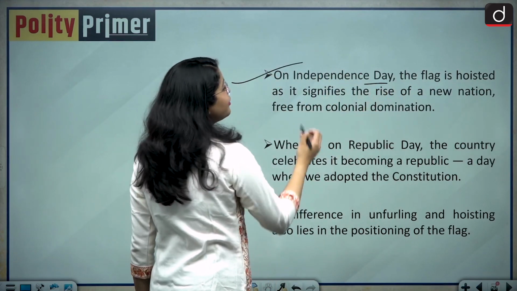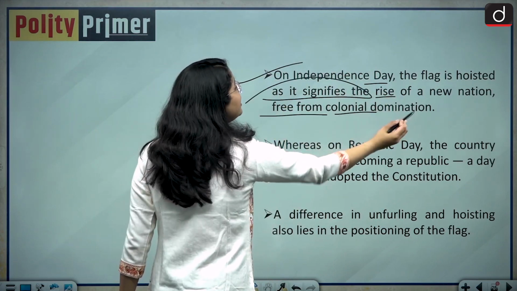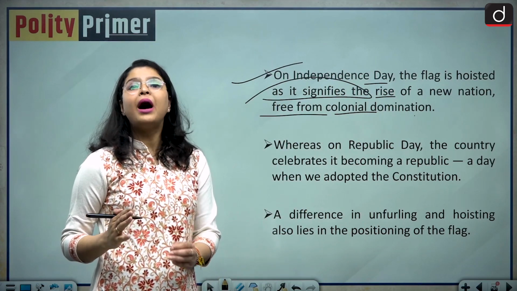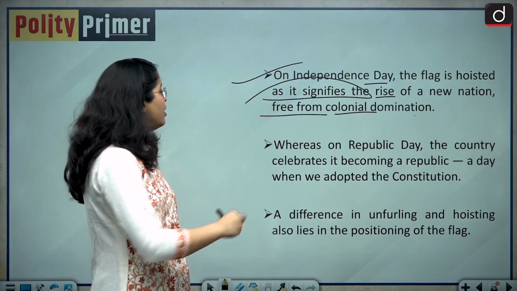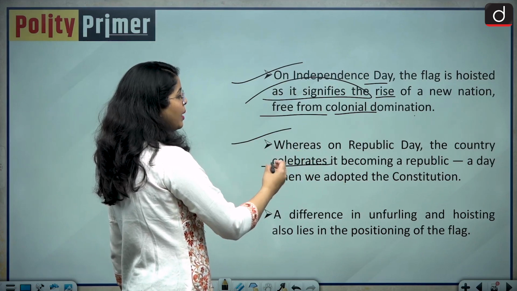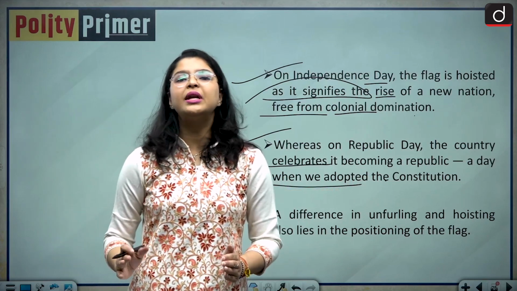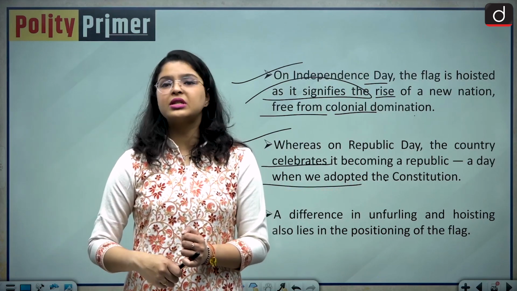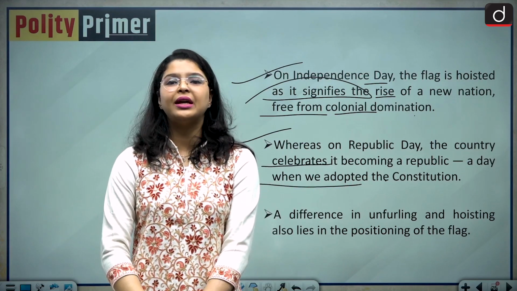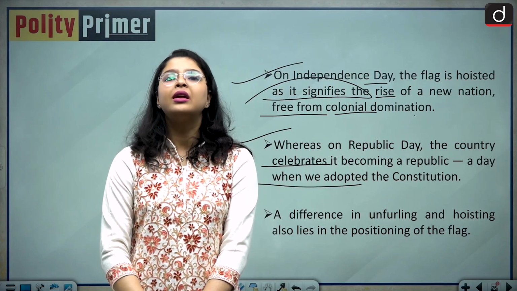On Independence Day, the flag is hoisted as it signifies the rise of a new nation, free from colonial domination, and this is done to mark the independence of India. Whereas on Republic Day, the country celebrates becoming a republic, the day when we adopted the Indian Constitution. So I have explained the major differences between hoisting and unfurling of the Indian national flag. These were some of the very interesting facts about the Indian Constitution and Republic Day.